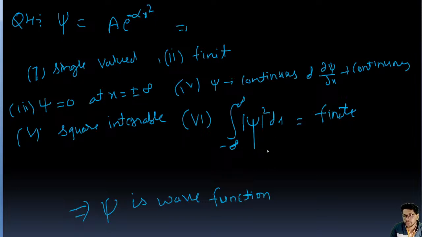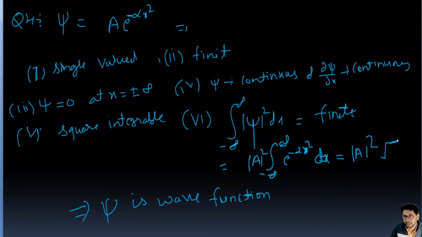If you solve this, it is going to give the integral from minus infinity to plus infinity. We put the value, so it is going to give mod A square, which we take outside, and the integral of e to the power minus alpha x square dx. By property we know that this value is always pi by alpha.